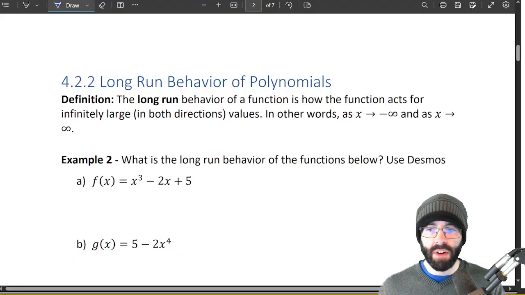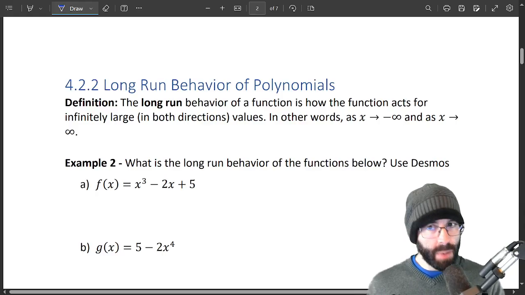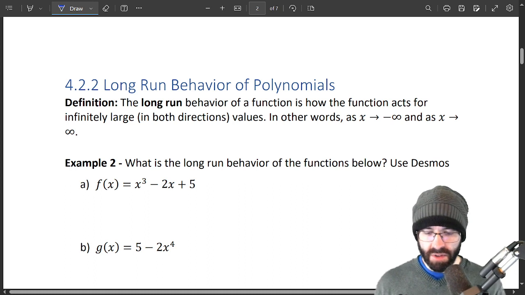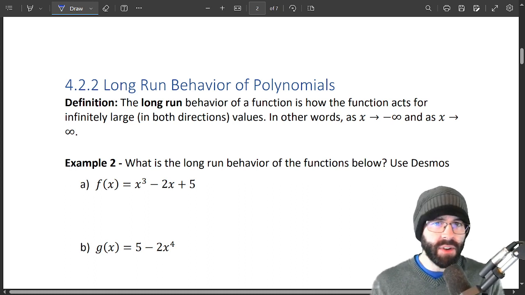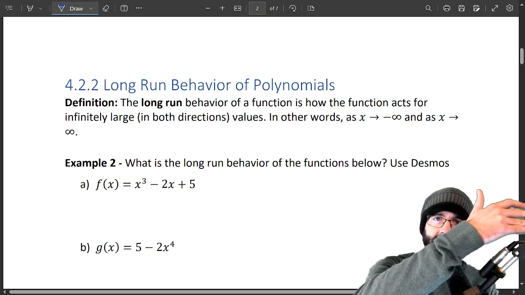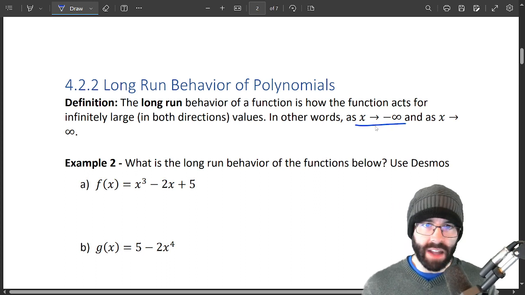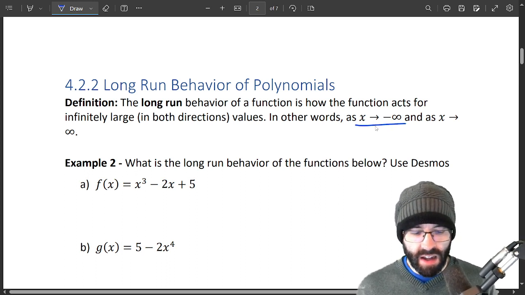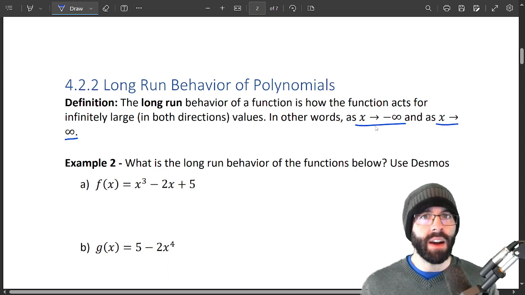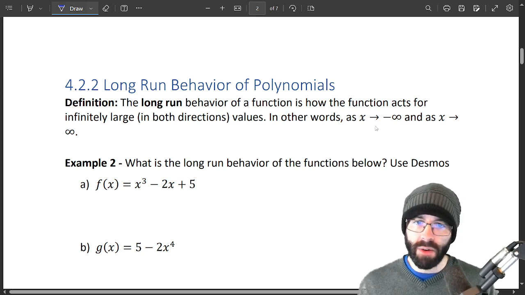Next, we're going to talk about long-run behavior of polynomials. You may have heard long-run behavior called end behavior before. Those two terms are used interchangeably. But long-run behavior of a function is just how does the function act for infinitely large inputs in both directions? As x goes all the way to the left, how does the function behave? As x goes all the way to the right, how does the function behave? We call that the long-run behavior or end behavior.